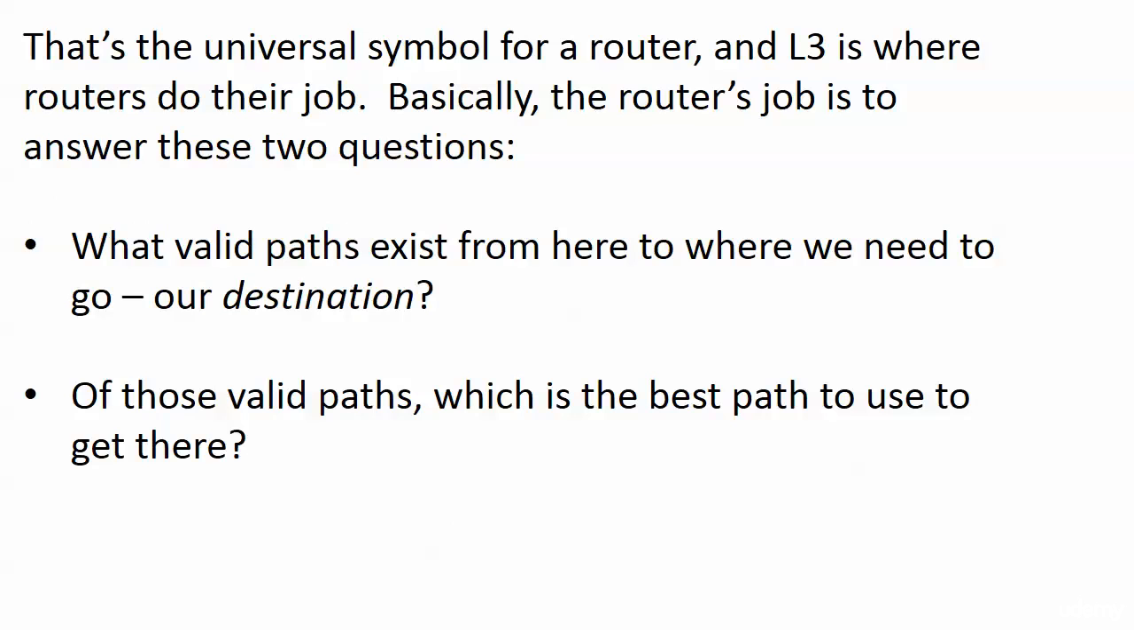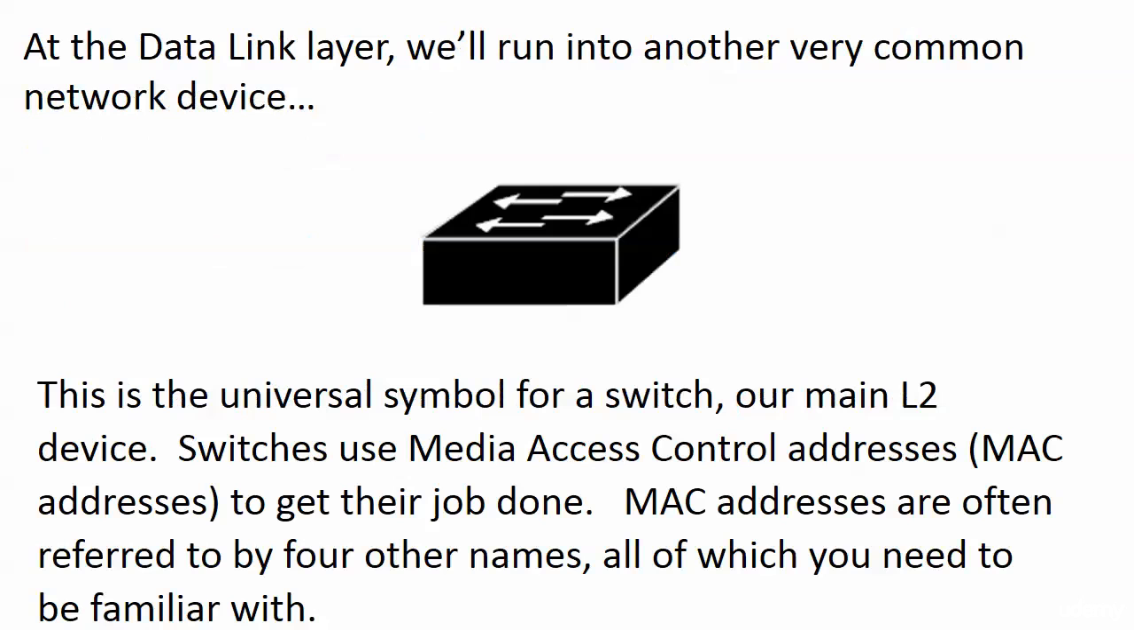Now, layer 3 is where routers do their jobs, and basically, very basically, the router's job is to answer 2 questions. What valid paths exist from here, the local router, to wherever we need to go, our destination? And of those valid paths, which is the best path to use to get there? Class over. That's all you need to know about routing, right? Well, it gets a little more complicated, as you'd expect, but these are the 2 fundamental questions that a router is answering at layer 3.